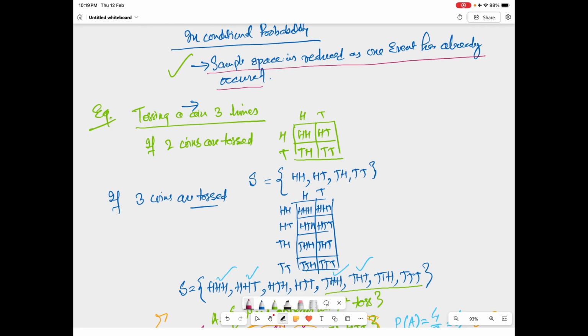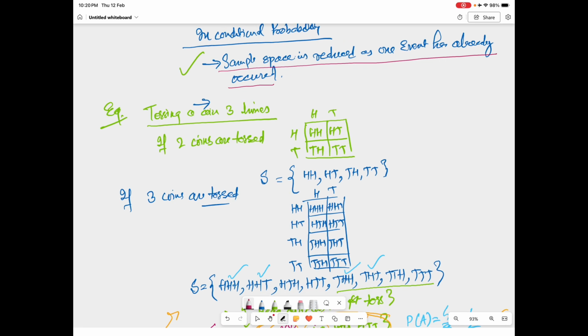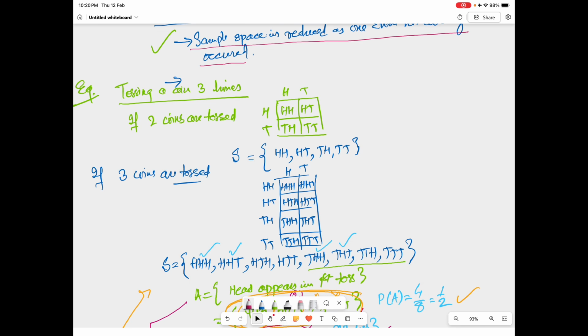Now, if I toss a coin 3 times, if two coins are tossed, then what is the sample space? I have just tried to explain how you can make the sample spaces. If you have any confusion, you can write here by making this table. You can write here HH, HT, TH, and TT. If there are two coins which are tossed, the sample space will be given by this.